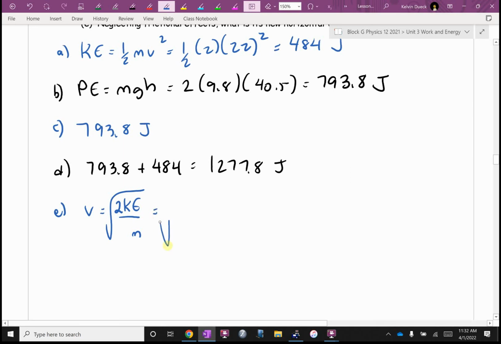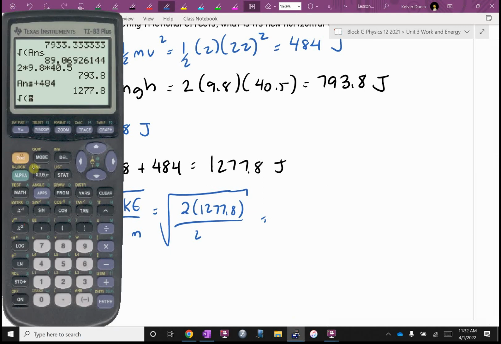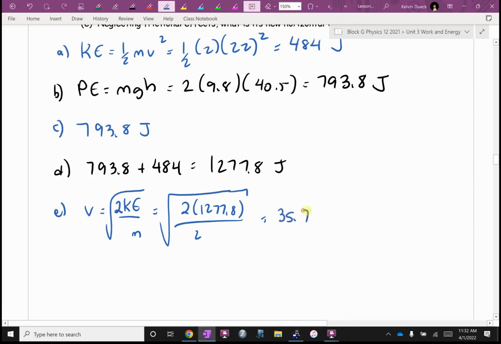Okay, so it's going to be the square root of 2 times 1277.8 divided by, was the mass also 2? Oh, that's convenient. So it ends up just being the square root of 1277.8 by a fluke. And I get 35.7 meters per second. And ballpark, that looks about right. How fast was it going at the beginning in part A? 22. Has it picked up speed? It's going faster. It's not a one-to-one relationship, but that looks like a good answer.